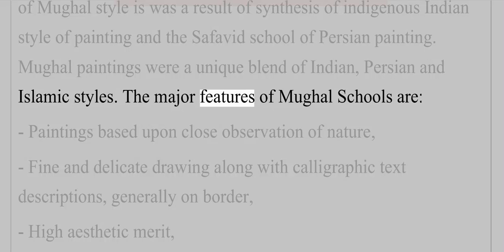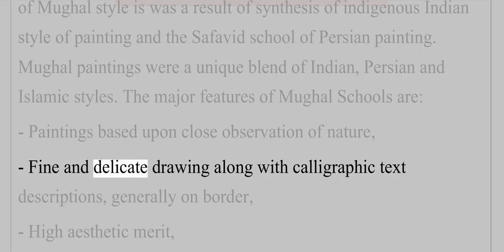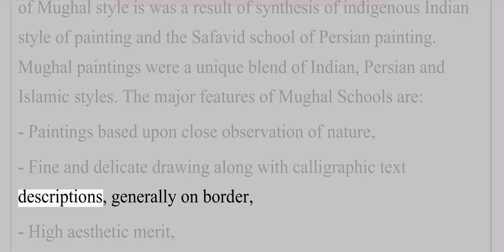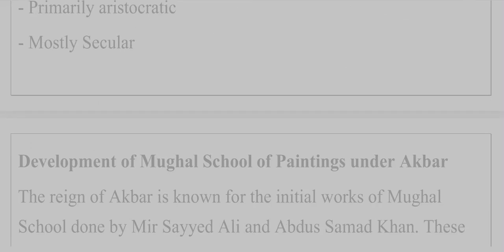The major features of Mughal schools are paintings based upon close observation of nature, fine and delicate drawing along with calligraphic text descriptions, generally on the border, high aesthetic merit, primarily aristocratic, mostly secular.